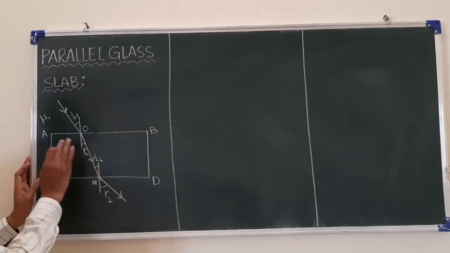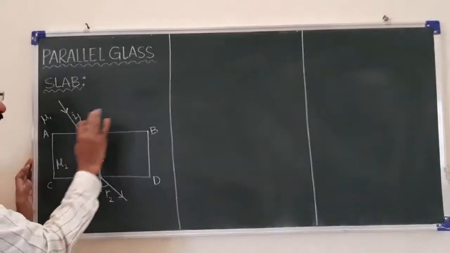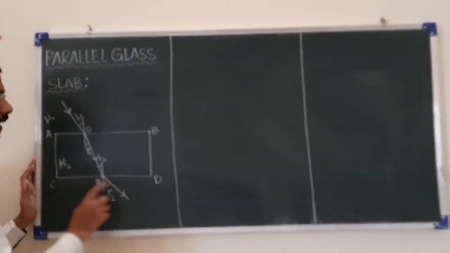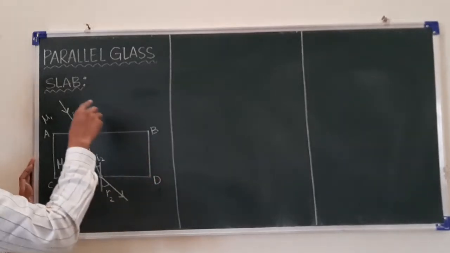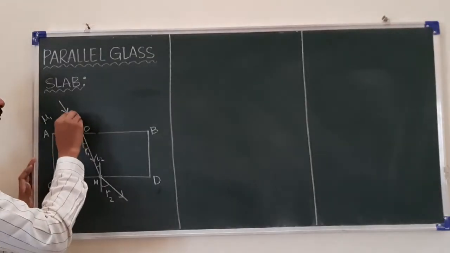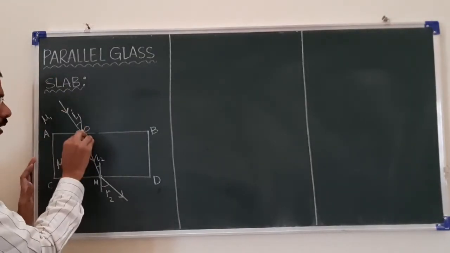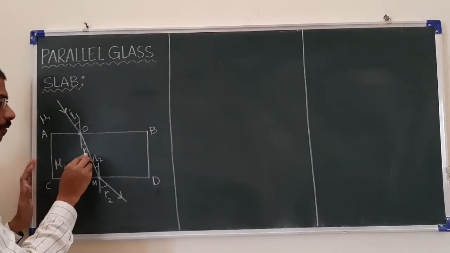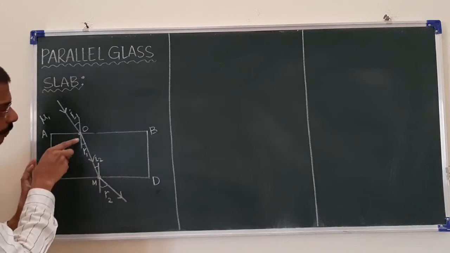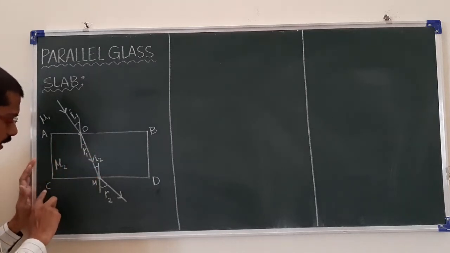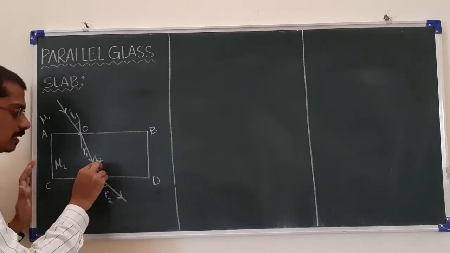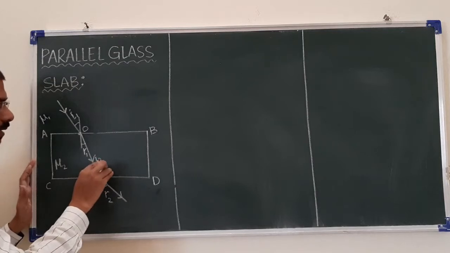The first one: we are taking ABCD as a rectangular glass slab, and AB is the first surface, CD is the second surface. If the light is incident on the first surface, the angle of incidence is I1 at point O, and it is refracted in the glass slab, the angle of refraction is R1. This refracted ray is incident on the second surface CD at point M, the second angle of incidence is I2.